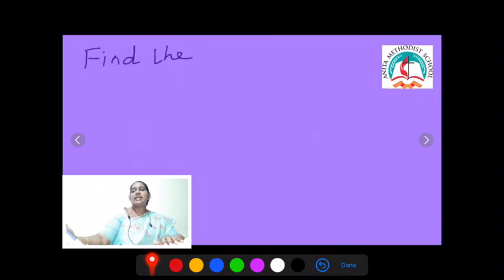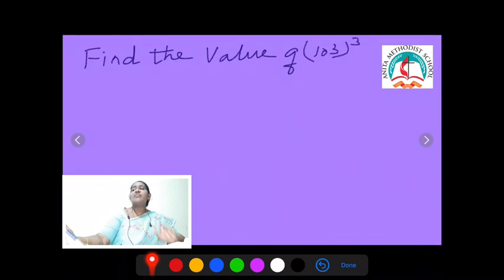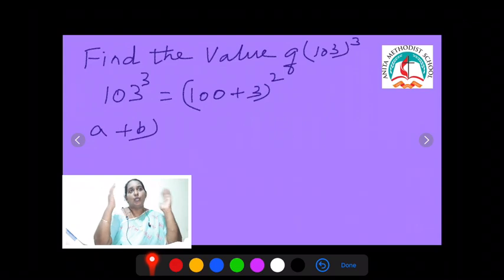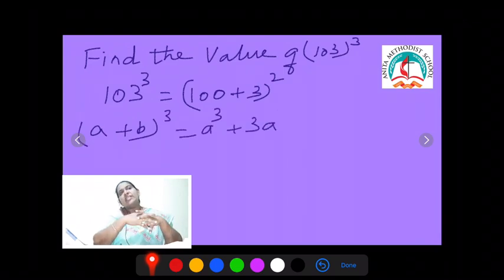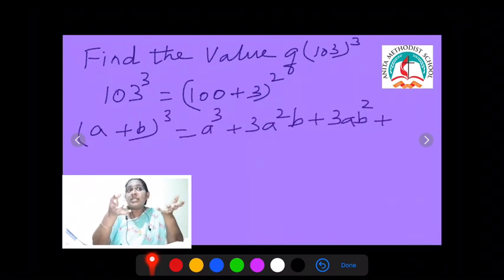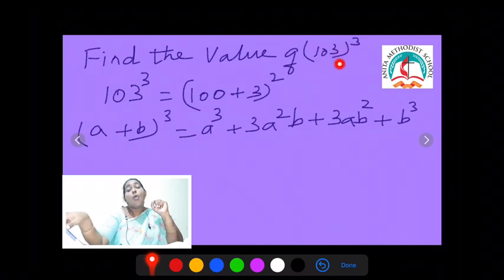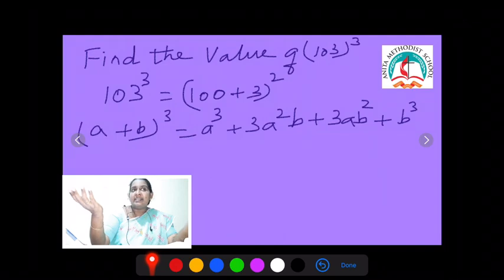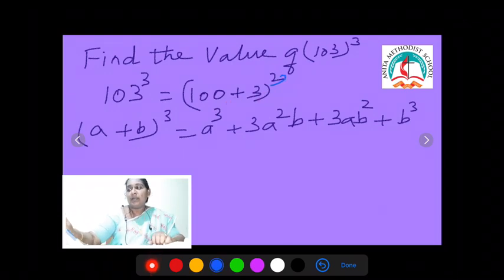See children, next one more sum. This is: find the value of 103 the whole cube. How do we find it when a number is given? See this, this is 103 the whole cube. How can we rewrite this? So 103 cube you can rewrite as 100 plus 3 the whole to the power 3.